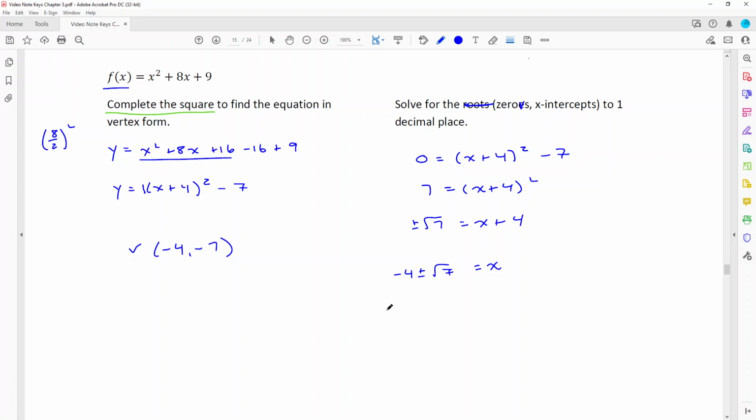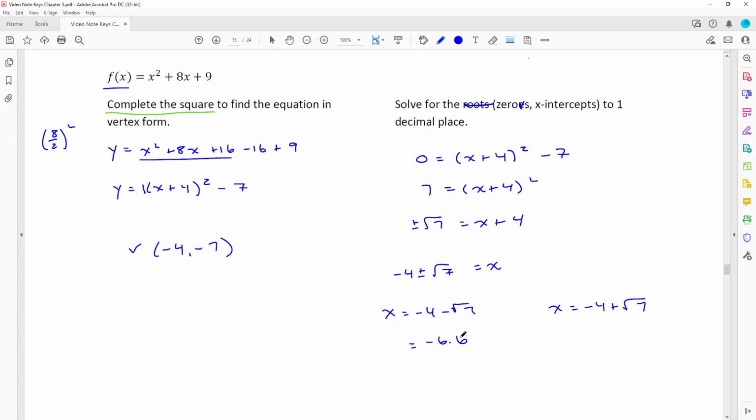So I'm going to plug into my calculator. I'd get -4 minus root 7, and I'd have -4 plus root 7. Plugging this into my calculator, I get -4 minus root 7 is -6.6. And then the other one would be -4 plus root 7.